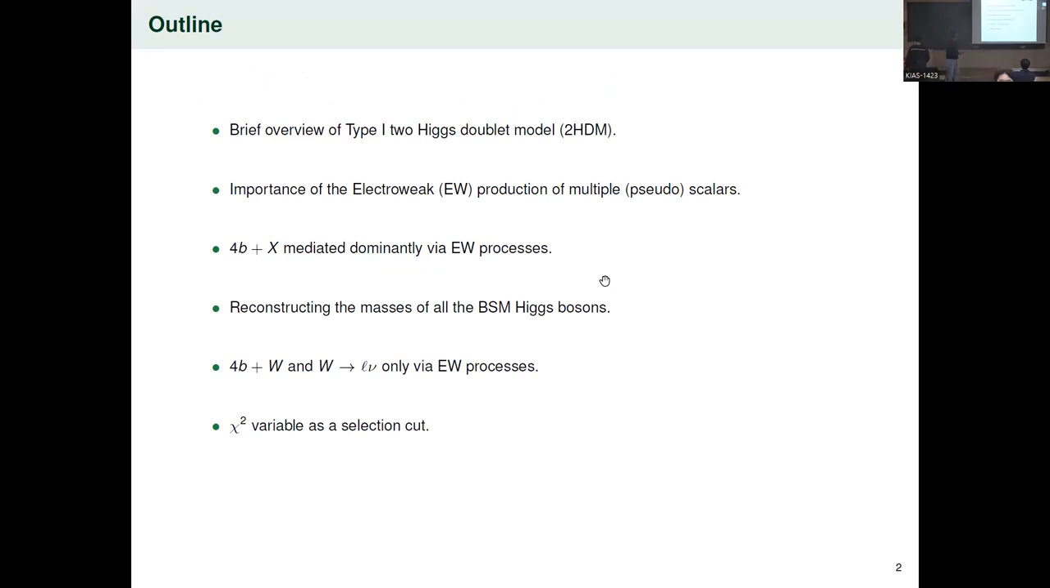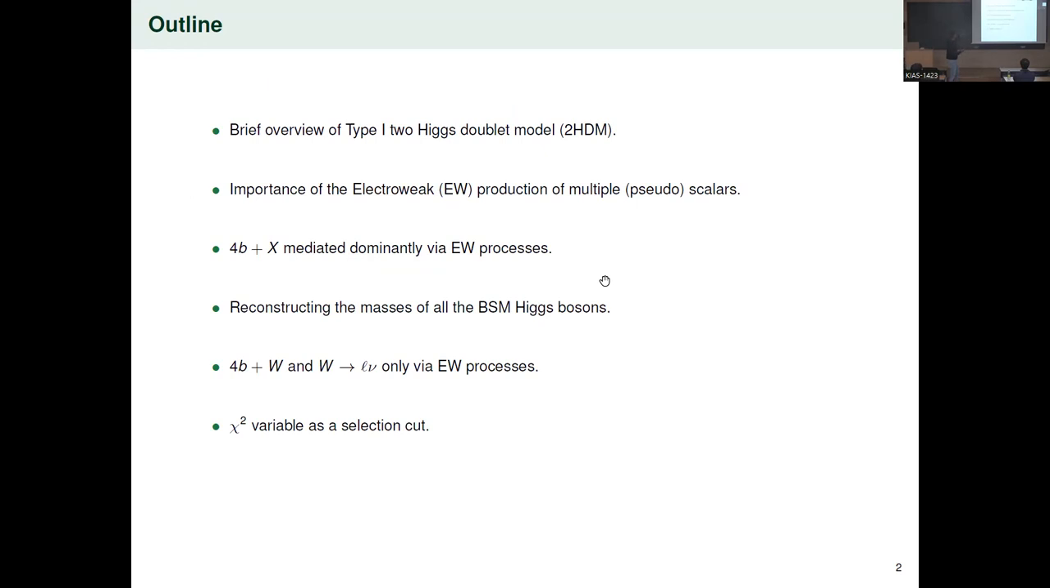This is the outline of my talk. First, I will give a brief overview of type 1 two-Higgs-doublet models and their phenomenological behavior. Based on that, I will talk about the importance of the electroweak production of the BSM Higgses over the QCD production. And then I will discuss the inclusive 4b final state, which is dominantly mediated by the electroweak process.